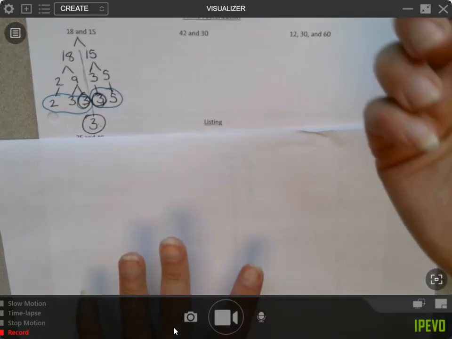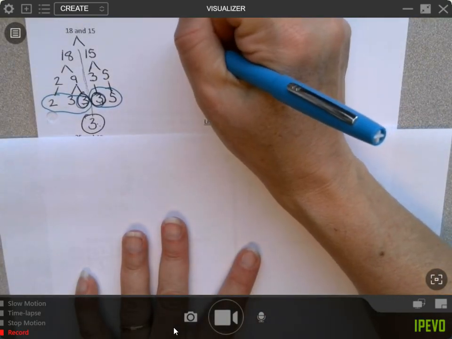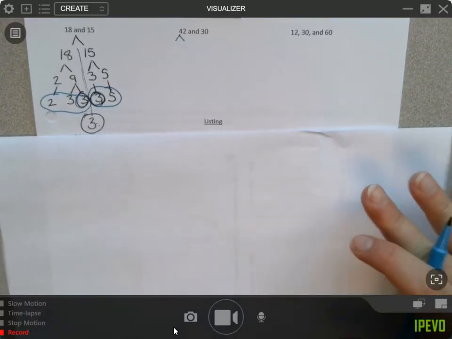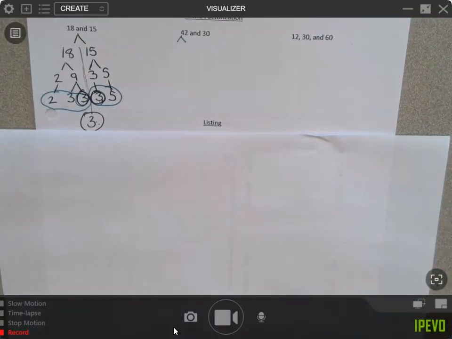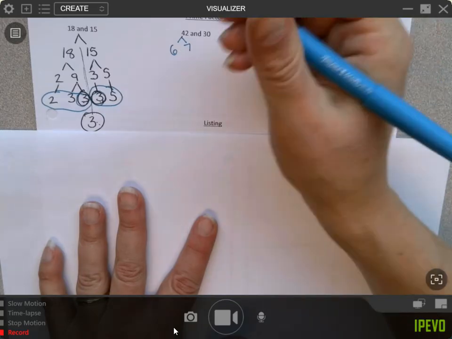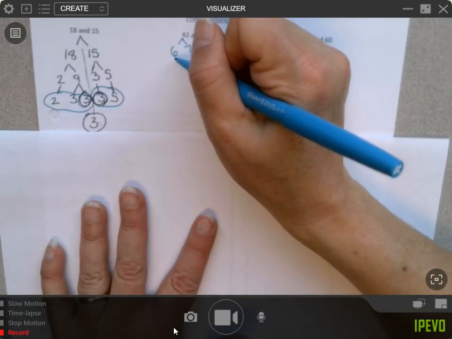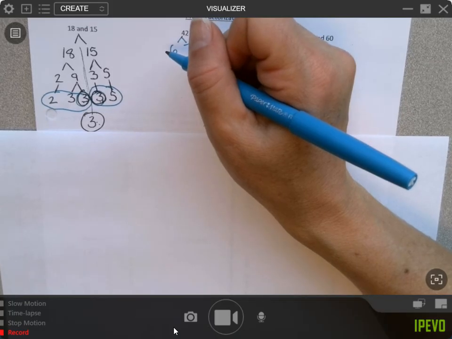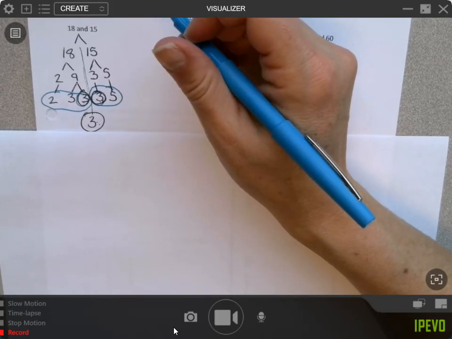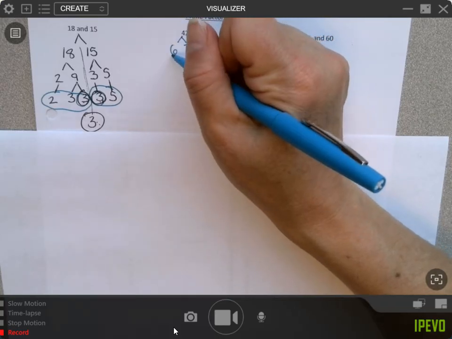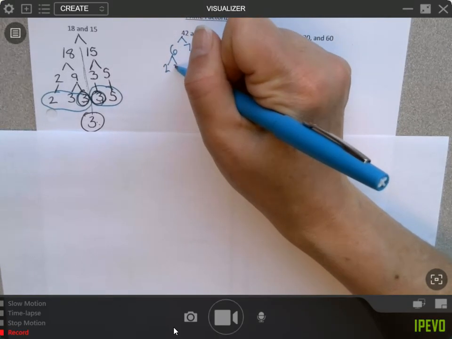Let's look at 42 and 30. What could I break 42 and 30 into? Who can tell me a factor pair? Sarah. 6 and 7. We know 6 times 7 is 42. Is 6 a prime number? Yes. I can't break 6 down any farther? 2 and 3. Oh, I can break it down farther, so no, it's not prime. I want to break it into my primes of 2 and 3.